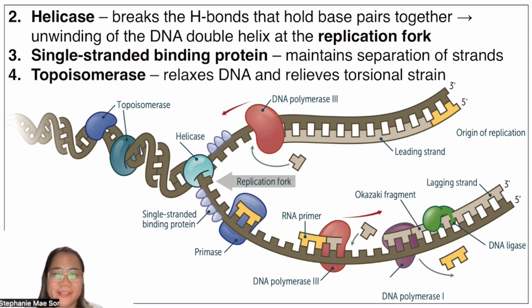So, dahil na-discuss na natin yung paano base pairing nangyayari, pakita na natin yung machinery on what happens, what is used by the cell in order to duplicate your DNA, no? So, you have a DNA, you unwind it using your helicase. Your helicase breaks the hydrogen bonds that hold the base pairs together.